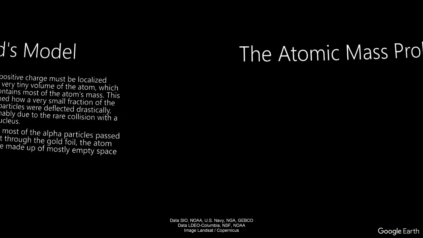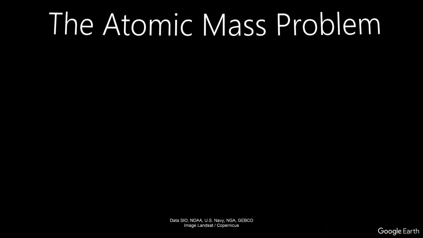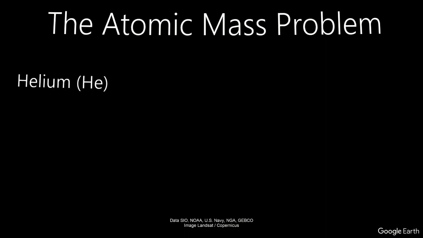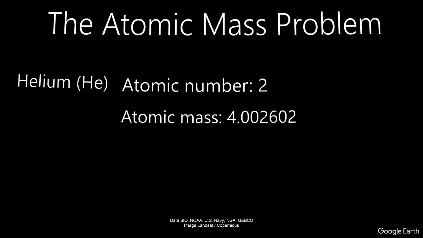But there's a problem. You see, we had been able to measure the mass of the proton and the electron and of the entire atom, but there was a discrepancy. Take helium, for example, with an atomic number of 2, meaning that it has 2 protons that contribute 2 mu to the mass, but an atomic mass of 4. Where was that 2 mu coming from?